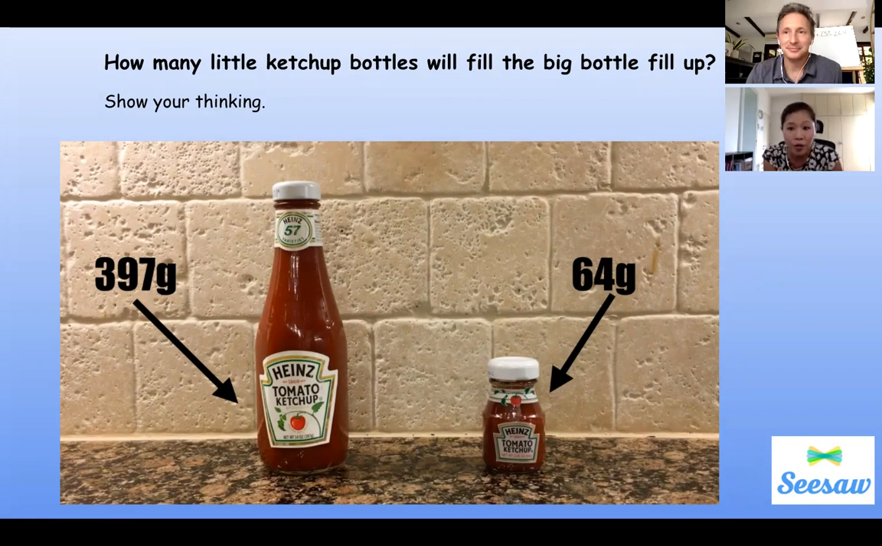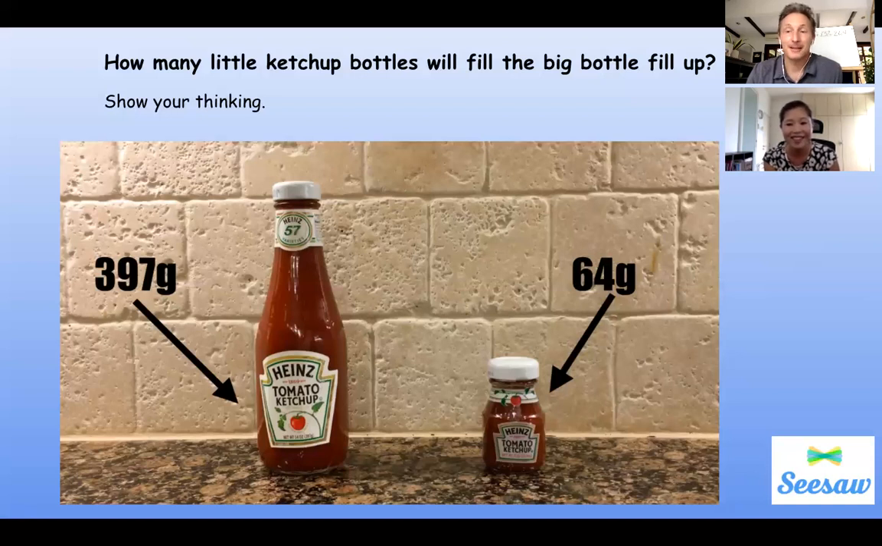So your task is to figure it out using your math, and you're going to show your thinking any way that you would like, right? You can use number line, base 10, or decomposing to solve this problem. And you're going to take a picture and post this on Seesaw.